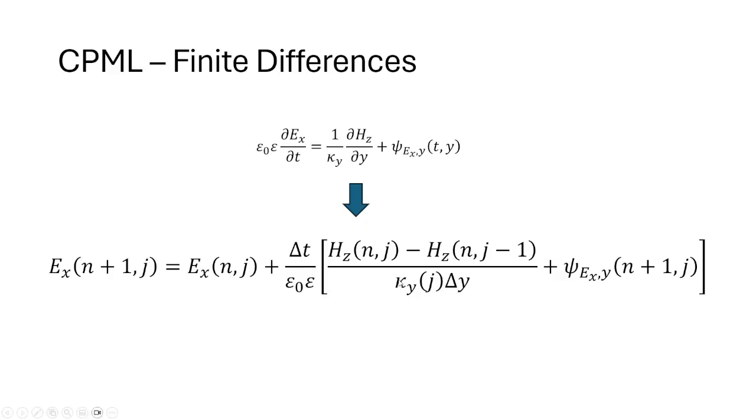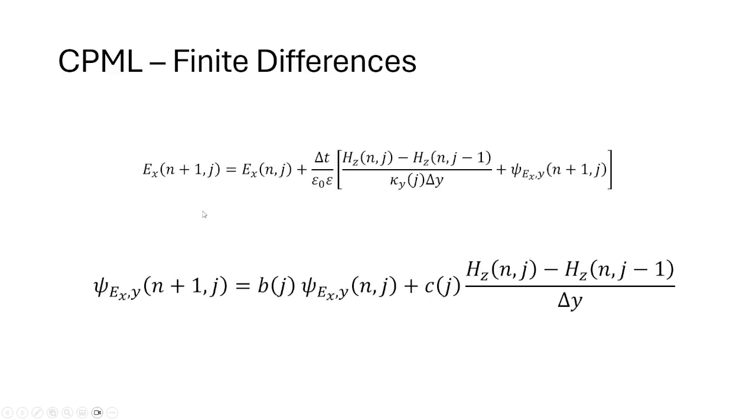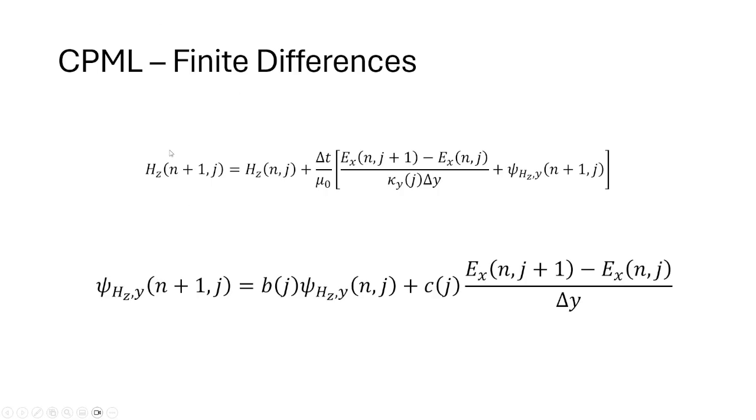So everywhere that's not the PMLs, we expect the regular derivative of h with respect to y. And then we have plus this psi term here at n plus 1. And this psi term at n plus 1 is just given by the psi term at n plus, again, the derivative of the magnetic field. And again, we have a similar update equation for the magnetic field and psi of the magnetic field.